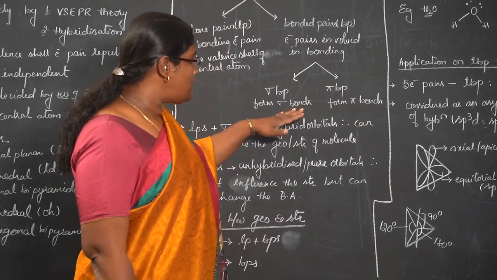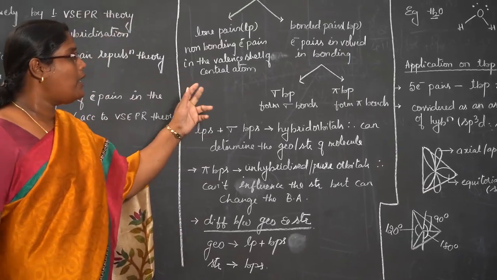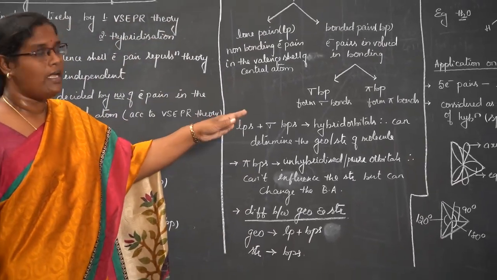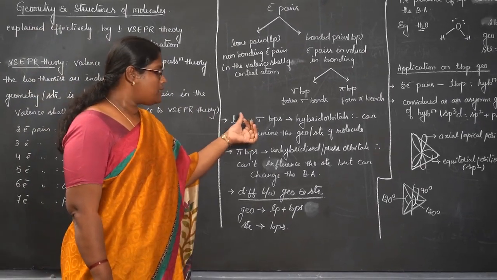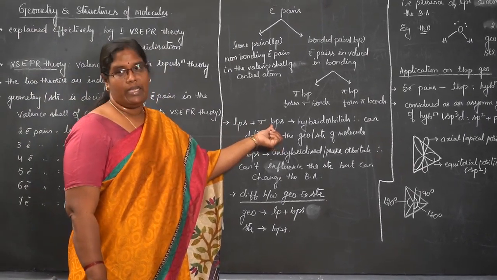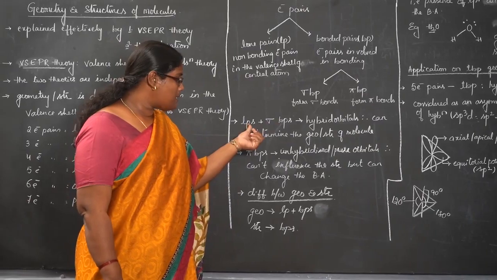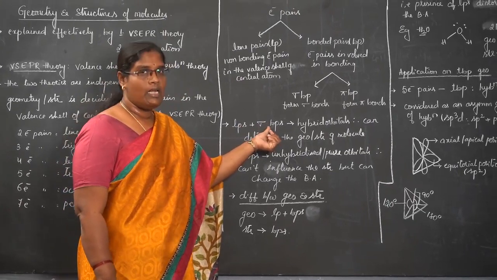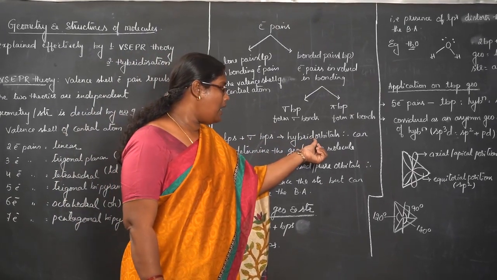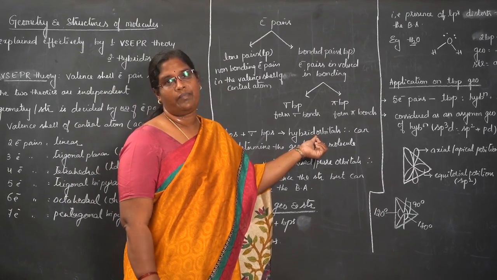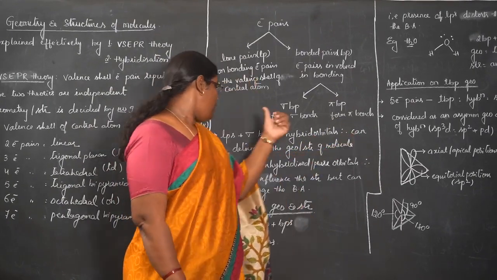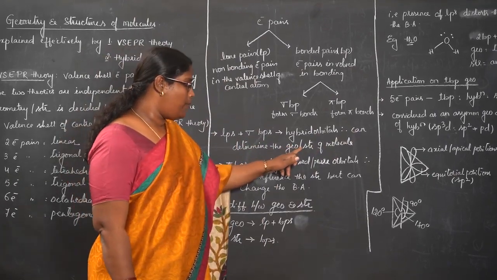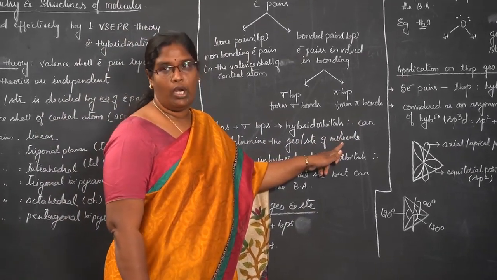Now, how to explain the structure? By using VSEPR theory and hybridization. Lone pairs and sigma bonded pairs always occupy hybrid orbitals, therefore they determine the geometry or structure of the molecule.